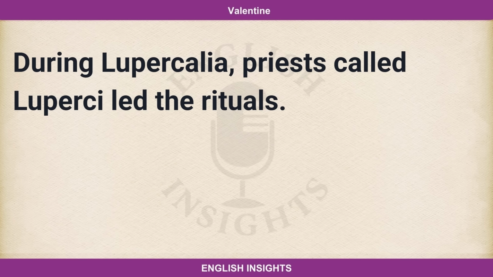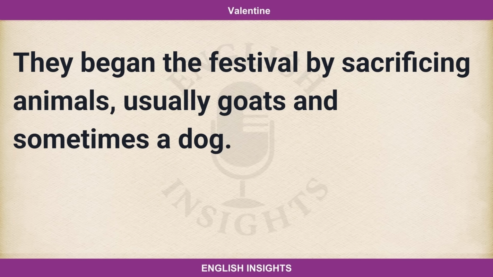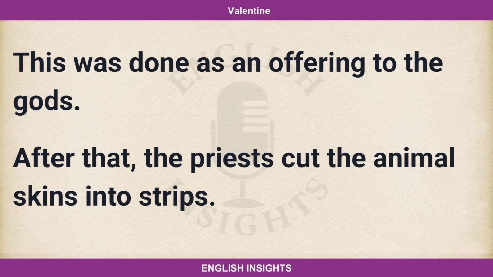During Lupercalia, priests called Luperci led the rituals. They began the festival by sacrificing animals, usually goats, and sometimes a dog. This was done as an offering to the gods. After that, the priests cut the animal skins into strips.